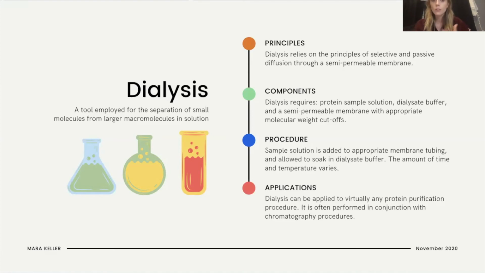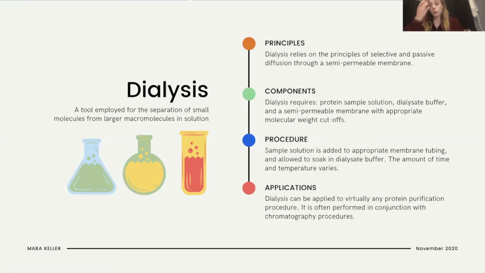And that is something else that's really important to touch on for dialysis. The specific components and the specific details of a dialysis experiment is really going to depend on the protein of interest, because dialysis membranes are actually sold based on their molecular weights and what molecular weights can pass through and what molecular weights can't. So you need to make sure that you know the target molecular weight of your protein so that you don't accidentally lose some of your protein that you're trying to extract out of solution in dialysis.